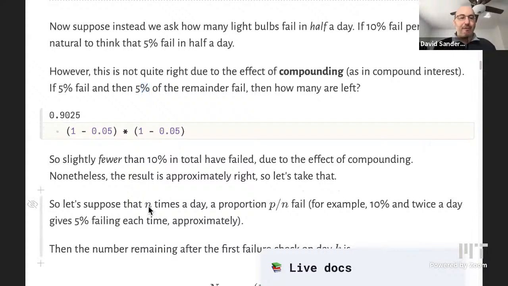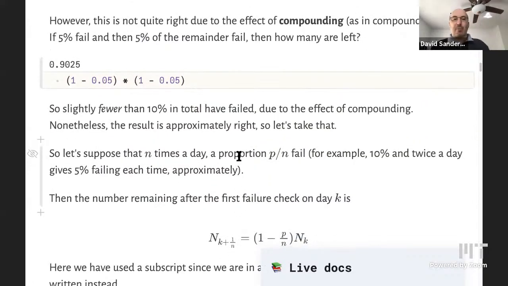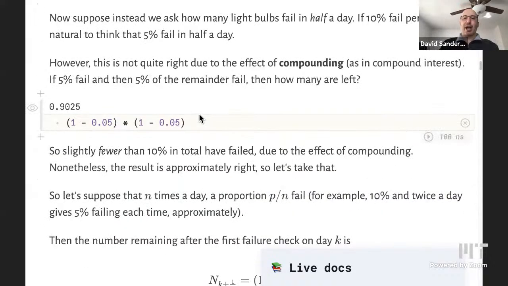So suppose that we're checking now n times a day, equally spaced during the day. And we're going to say that a proportion p over n fails during the 1 over n period of a day. Right, so before we had probability p failing each day, now we're going to have probability p over n failing n times a day. So you might think again that adds up to a proportion p failing during one day, but that's not quite right for the same reason that we just saw. So let's actually see what happens if we do that though.